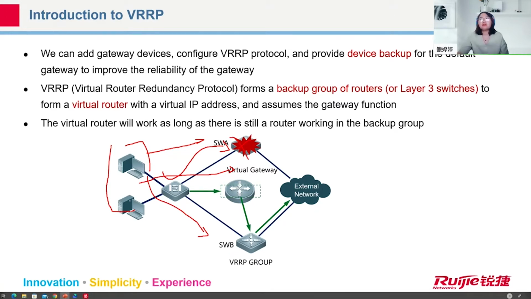For the PC, it will think the gateway is working all the time, and my gateway IP address is a virtual IP address. This virtual IP address can work only in your VIP group. As long as one device is working, the virtual gateway is working. So this is the main principle of VIP.